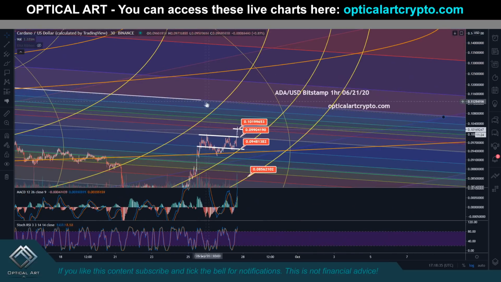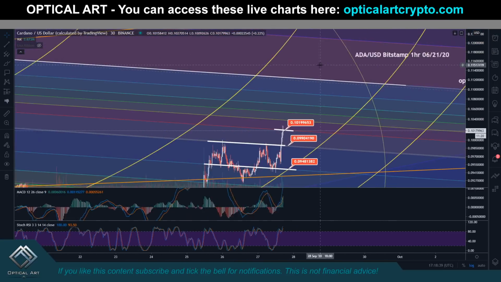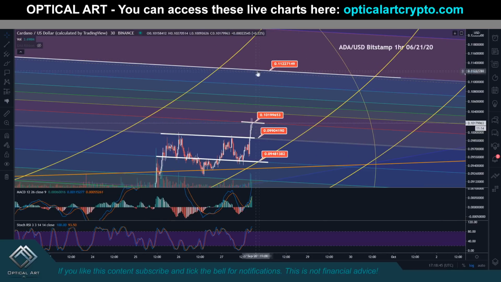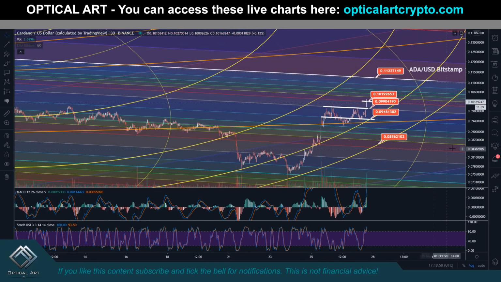So if you pushed up, this would likely be the point you'd want to get out, because this is proven to be very strong resistance. If you pushed up, you want to get out around 0.1122, because that would be the point you get rejected if you push it that high. And the same thing with bottom targets.